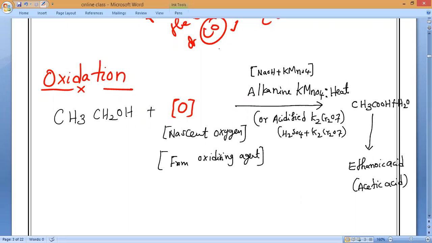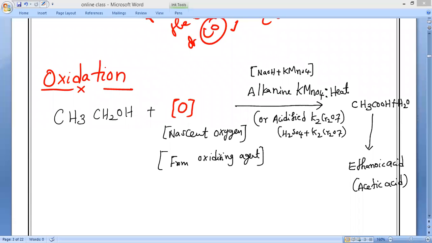Understand, everyone? So what is the second compound we are going to study? Acetic acid. Acetic acid production. So acetic acid is produced from ethanol or ethyl alcohol with the help of nascent oxygen, which will produce ethanoic acid plus water. So that is what we can do.